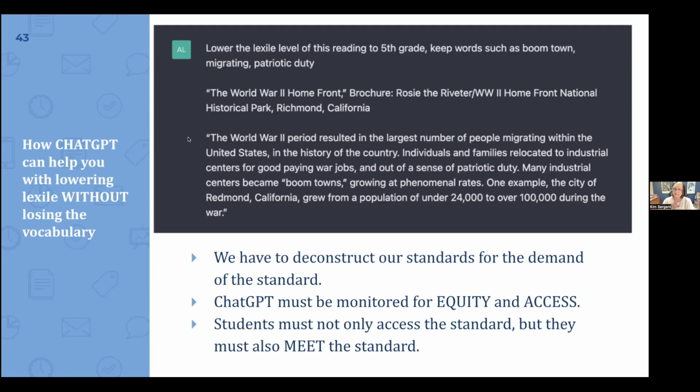Now it goes back to the original just a little smidge because it kept the word. So now I can take this, because the concept of people moving around is still simplified, but now we've got a name with it, or in this case, a verb, because migrate is one of those verbs that we must teach. Goes on down, many industrial centers became boom towns. It actually helps me define what a boom town is. Now I can talk about what industry is.